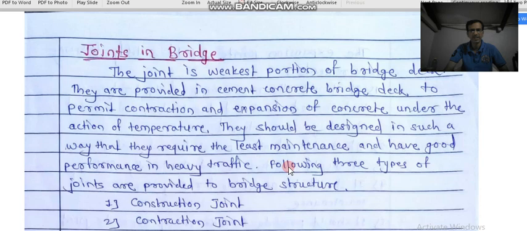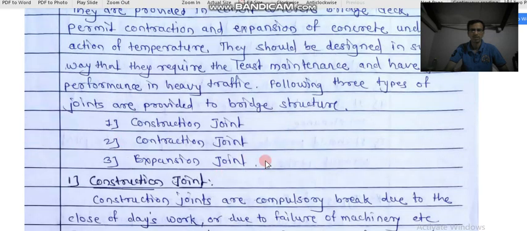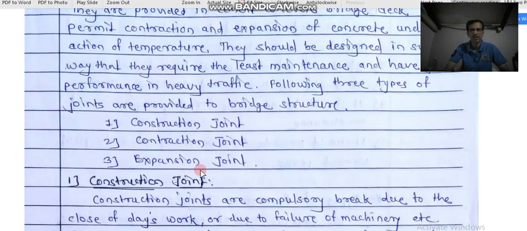The following three types of joints are permitted in a bridge structure: construction joint, contraction joint and expansion joint. In our syllabus we have the term expansion joint. Before that, we have to study what the types of joints are. So these are the three types of joints: construction joint, contraction joint and expansion joint.